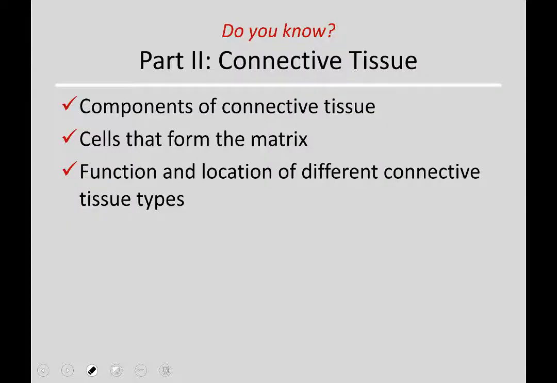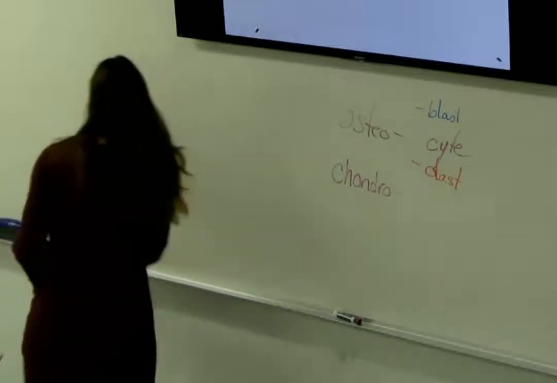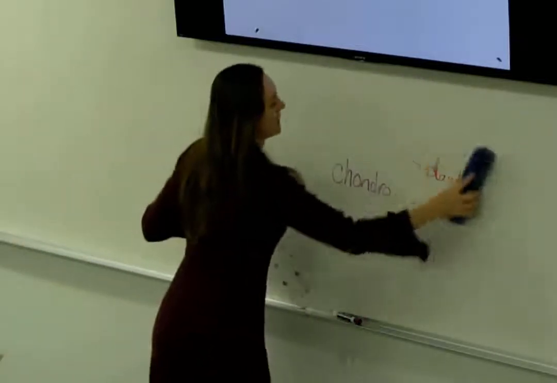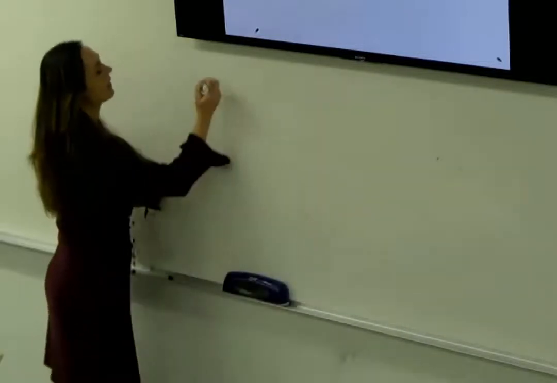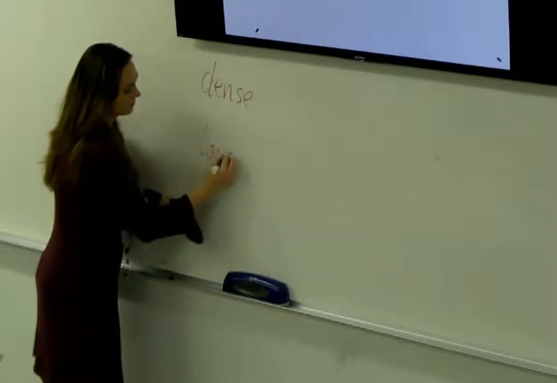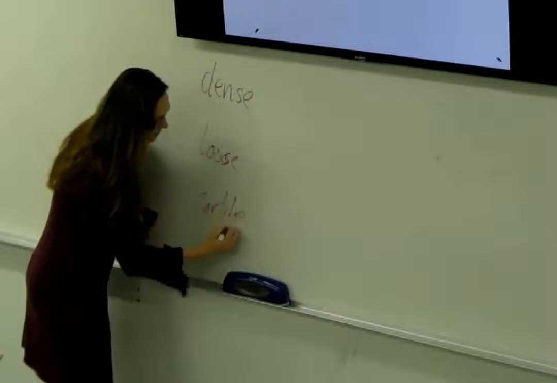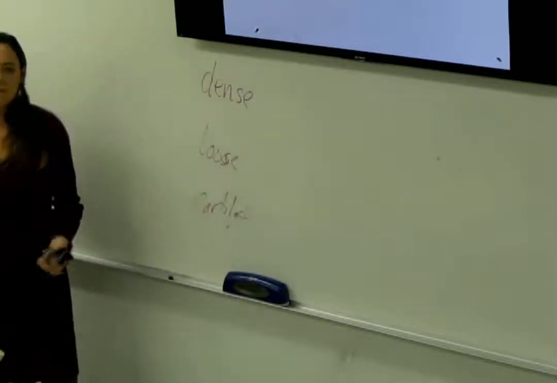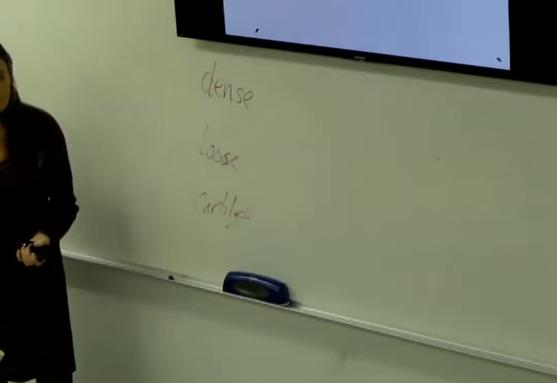Function and location of different connective tissue types. On those slides with three things on each one, you want to think of the big categories. Bone and blood are obviously their own, but we have the dense, the loose, and the cartilage. It seems like that's not too bad, but when you multiply it by 3, each one has 3, it gets complicated pretty fast.